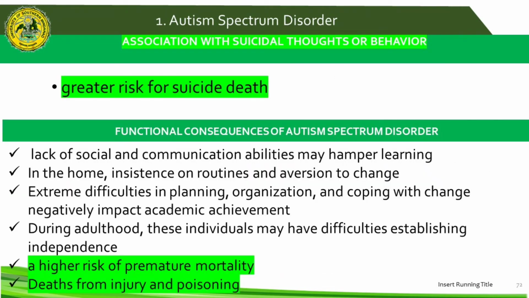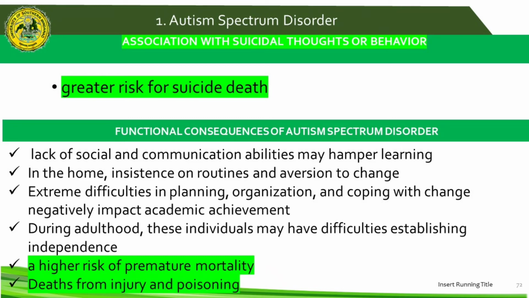Association with suicidal thoughts or behavior. Children with autism spectrum disorder who had impaired social communication, meron silang higher risk ng self-harm with suicidal intent, suicidal thoughts, and suicide plans by the age of 16 years as compared with those na walang impaired social communication.